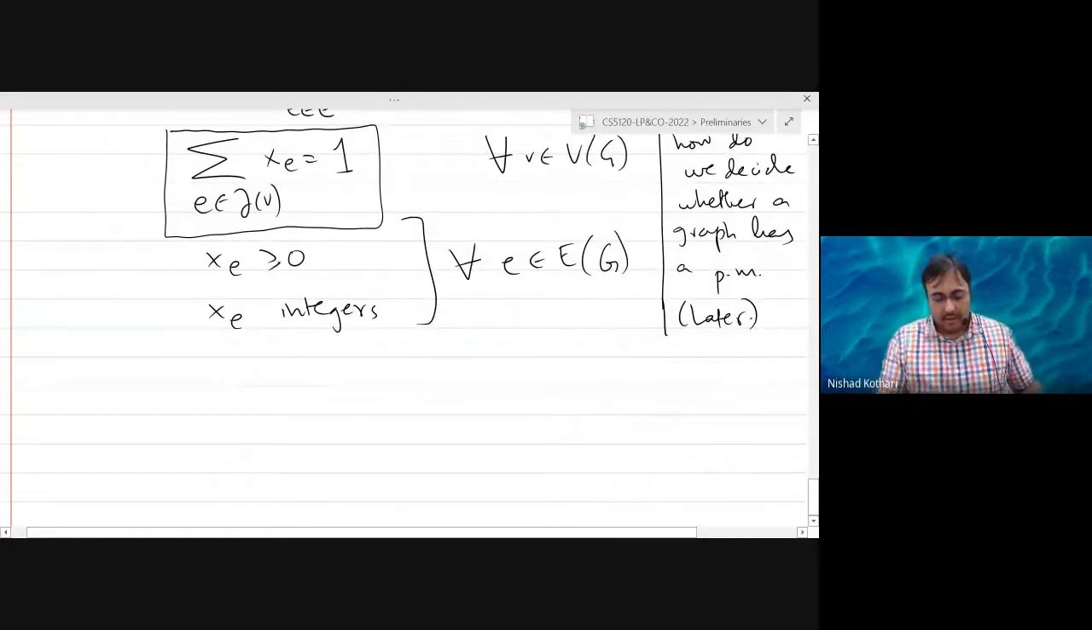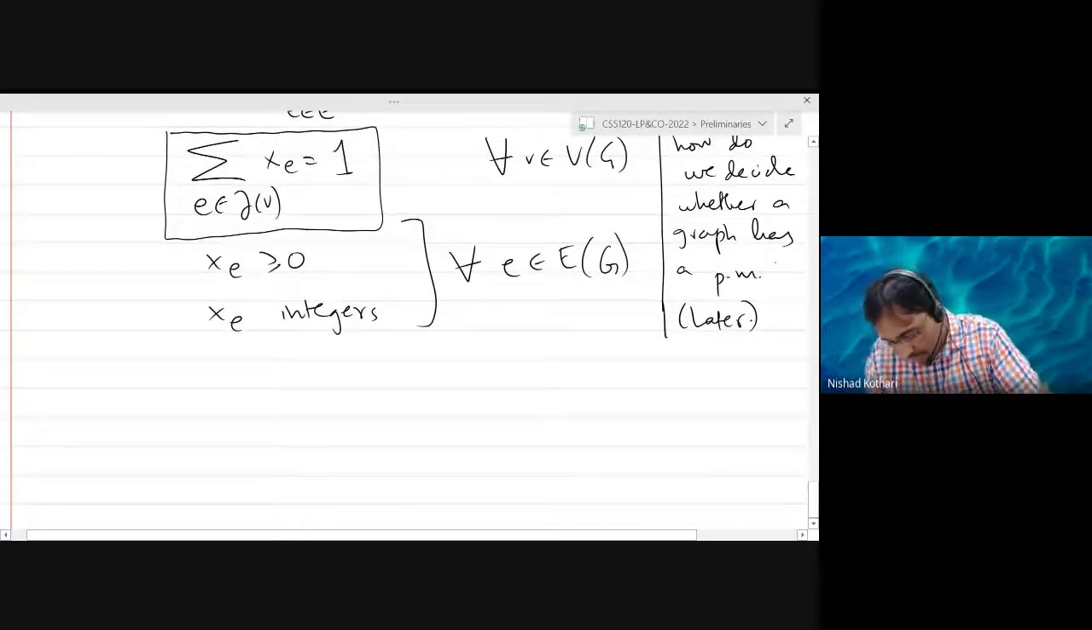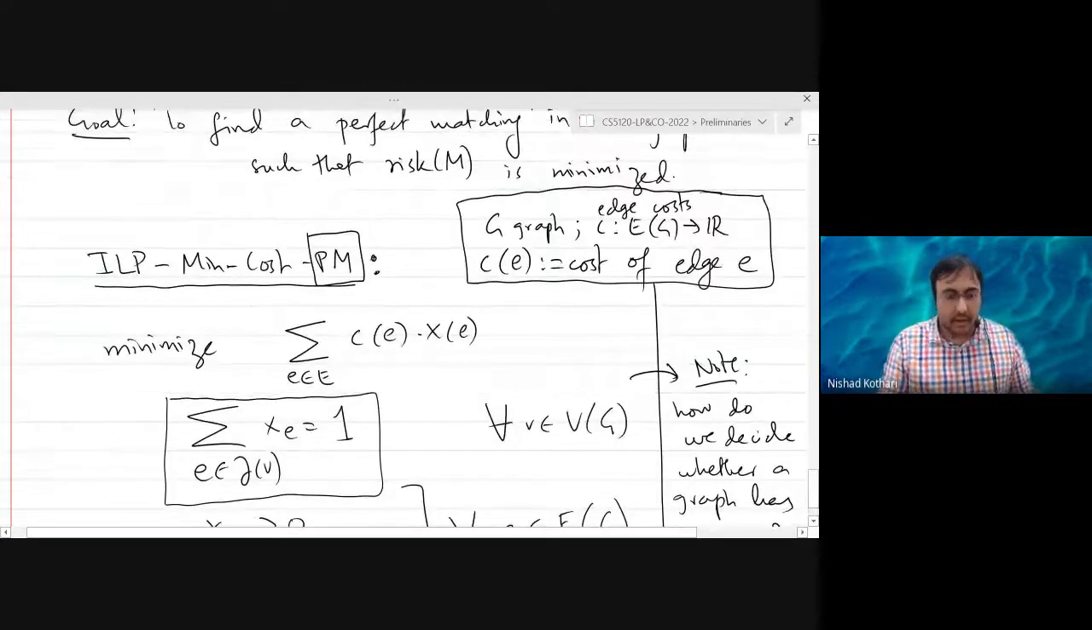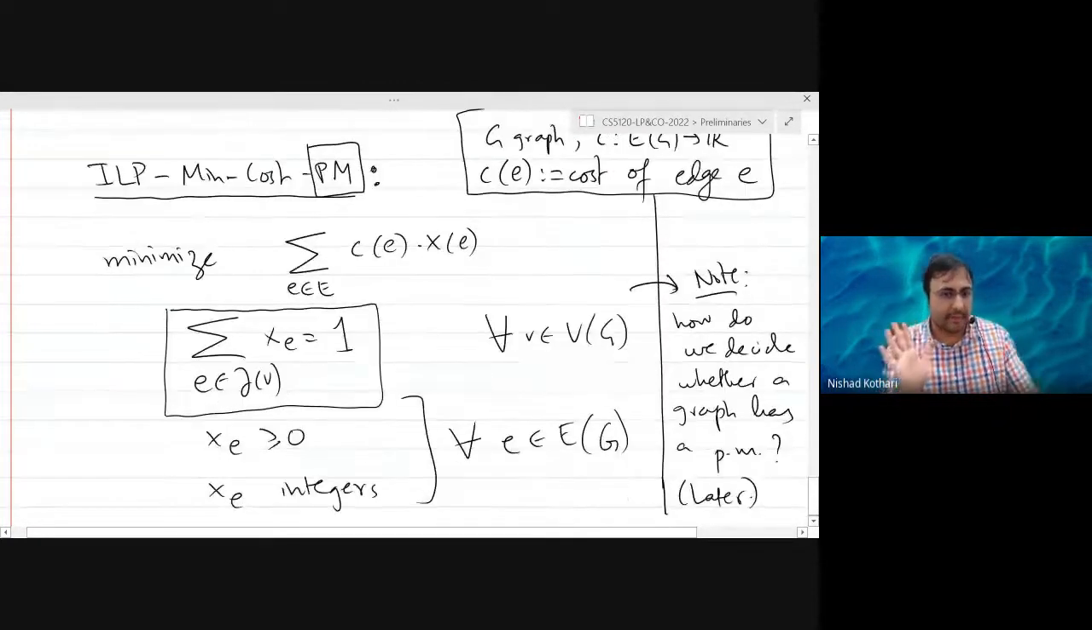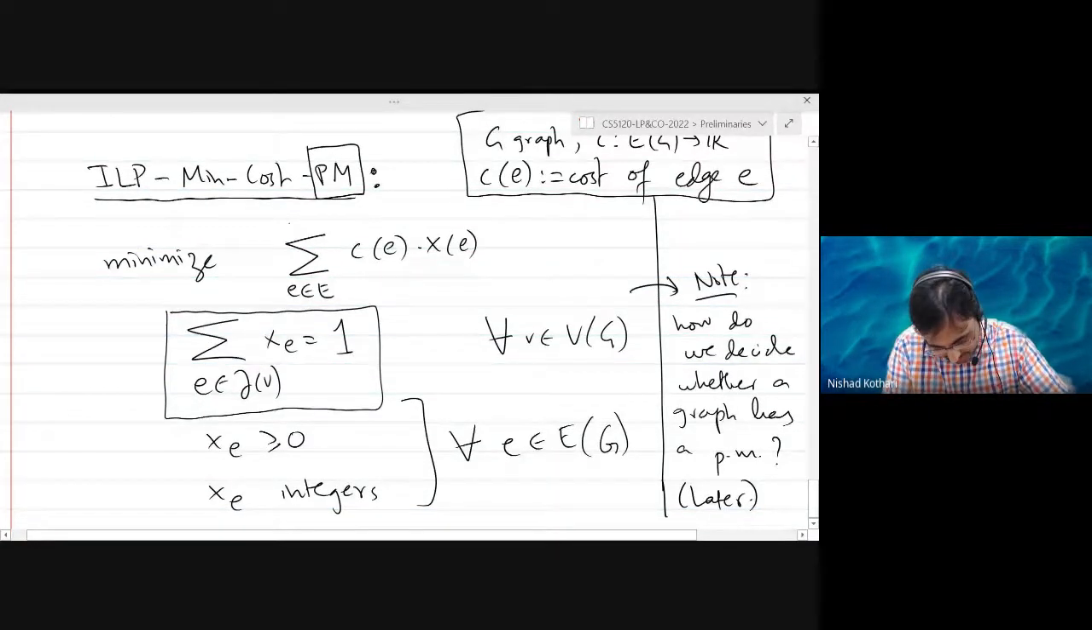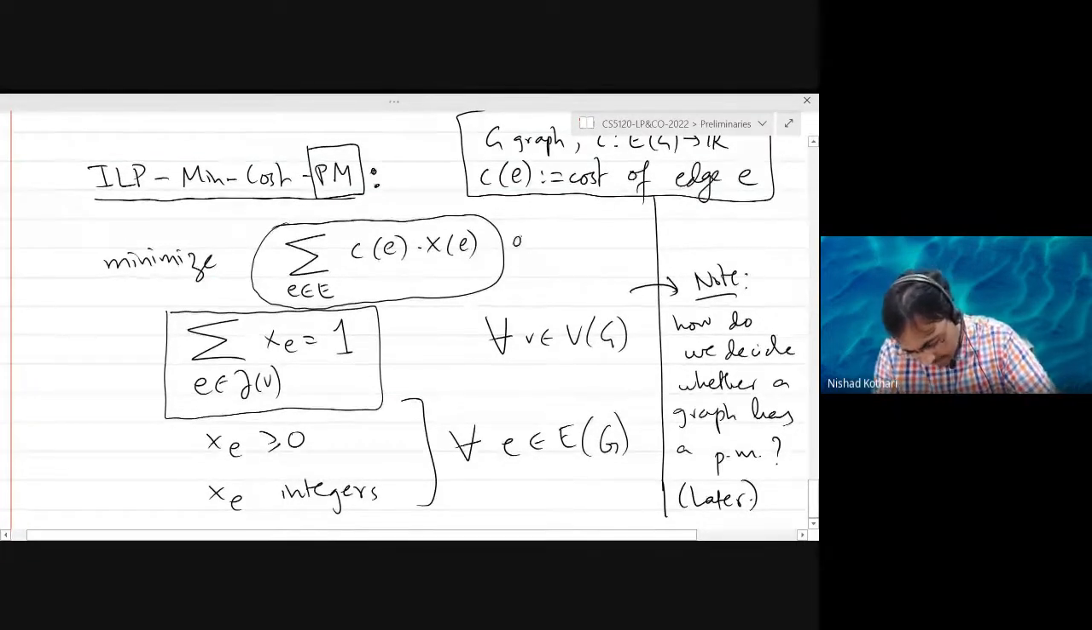All right. Good. Notice that there is a key difference I want to point out. This ILP, integer linear program, that we have written down, it has an objective function that we are trying to minimize. So what we are trying to minimize here is called the objective function.